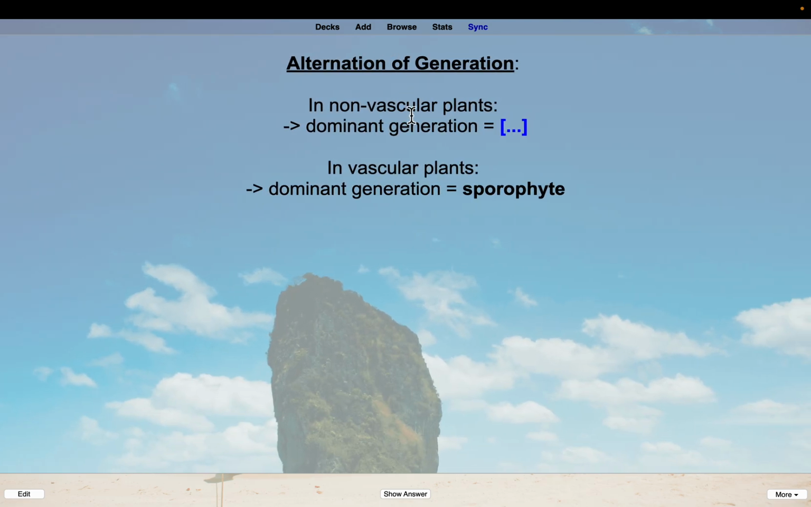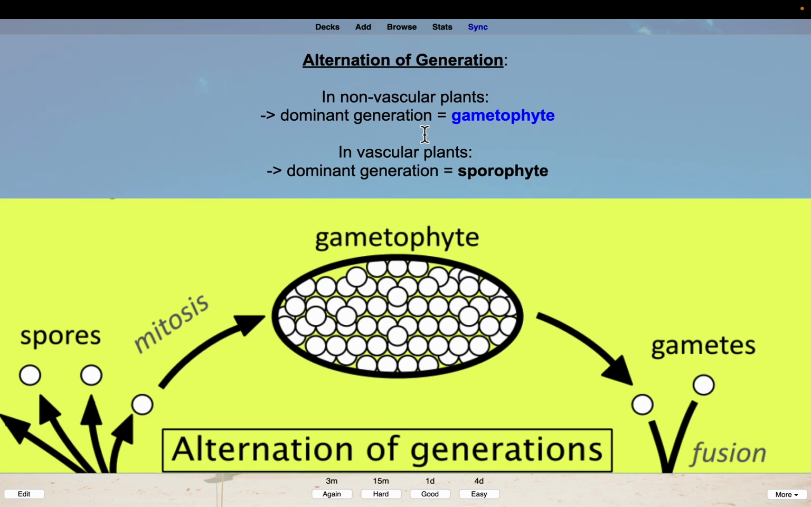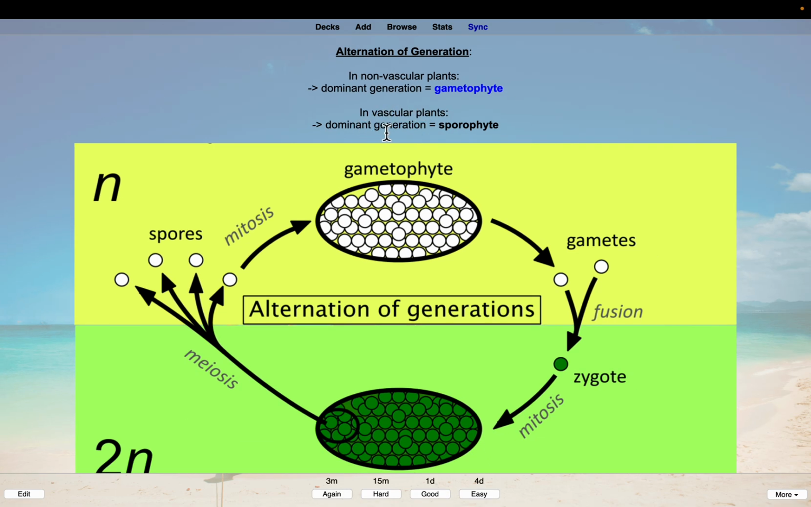Alternation of generation. In non-vascular plants, the dominant generation is the gametophyte. In vascular plants, the dominant generation is the sporophyte. Okay. So, coming from the gametophyte, let's start here. This is a cycle, by the way, so I can just choose wherever I want to start. So with the gametophyte, the gametes would eventually fuse, and they would form a zygote. So male and female gametophyte, they form a zygote.